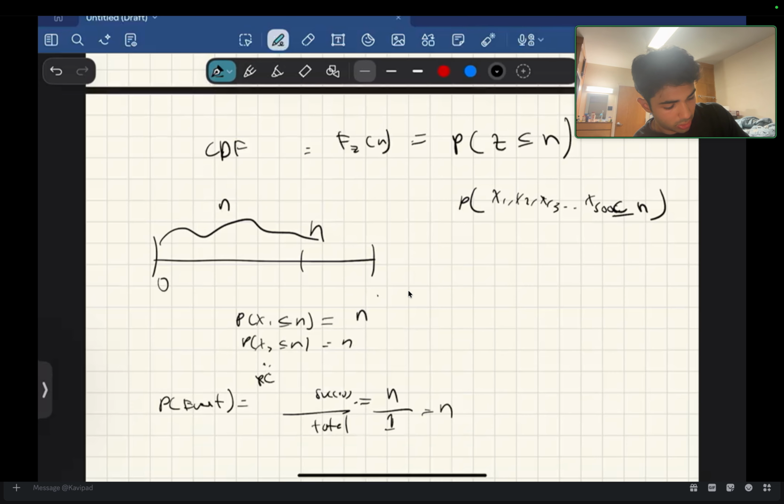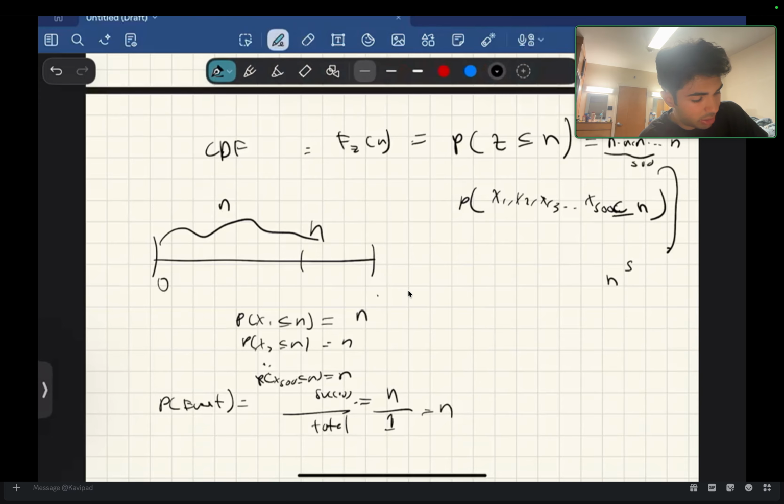Same thing for x500. And so the probability that they all follow this criteria, since they're independent, we can multiply the probabilities together. We get n times n times n, 500 times, or just n to the power of 500. We said the probability density was the derivative of this, so PDF is CDF prime. The derivative is 500 n to the power of 499.